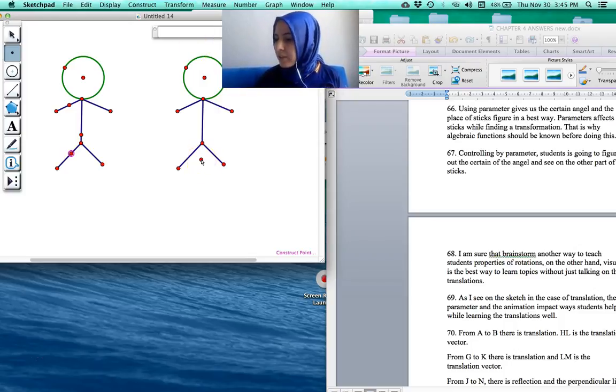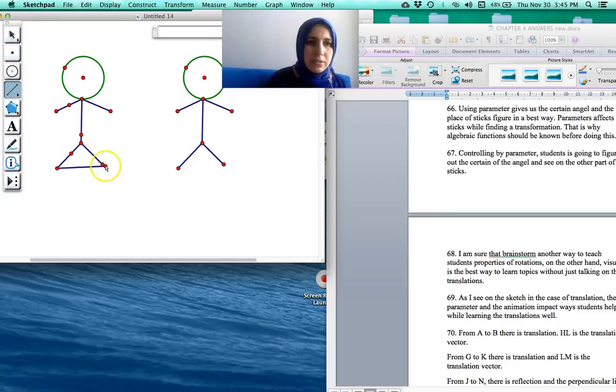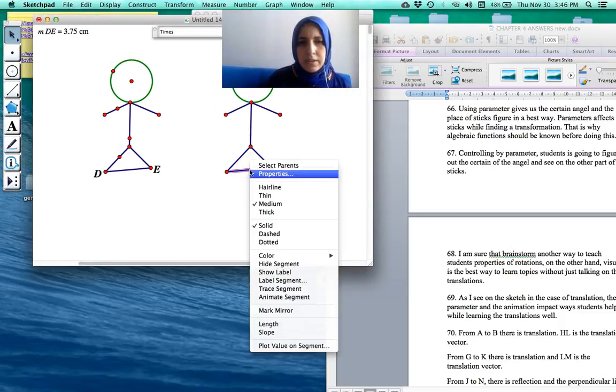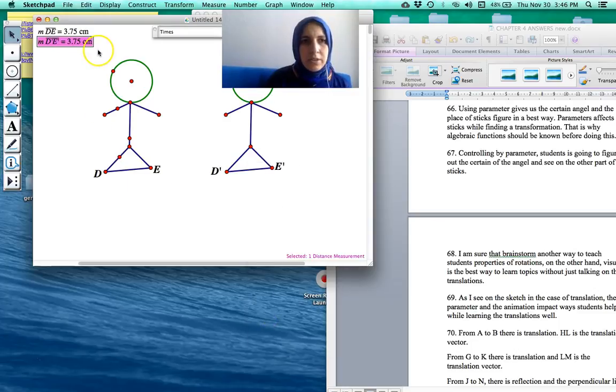Question 3. Measure the distance between the endpoints of the left leg of the original stick figure and the corresponding point on the left leg of the new stick figure. What other distance do you think will be the same as this measure? Let's look at the distance between these legs. The length is 3.75 centimeters, and the length for the image is totally the same.